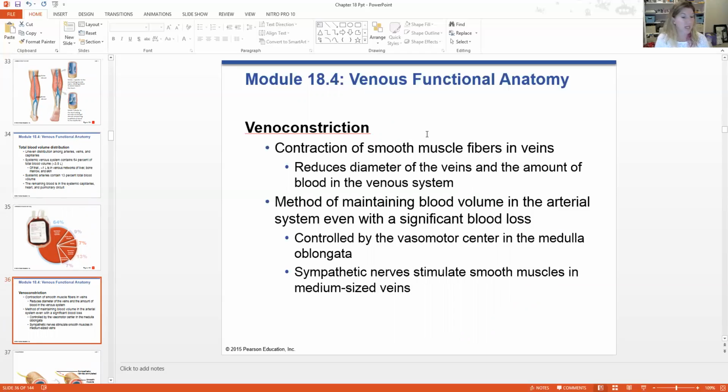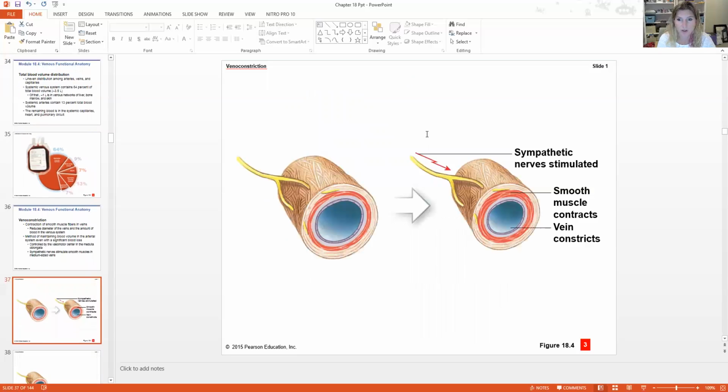The method of maintaining overall blood volume in the artery, even with significant blood loss, is to vasoconstrict. This is controlled by special vasomotor centers within the medulla oblongata, and sympathetic nerves are going to stimulate smooth muscle contraction within the medium-sized veins to reduce their diameter, reduce blood flow, prevent blood loss, etc. So there you see that innervation and the effect it can have on the veins.